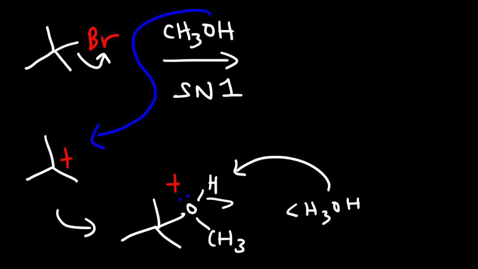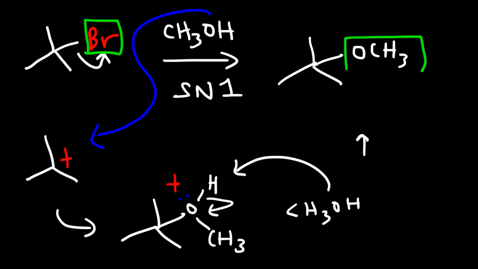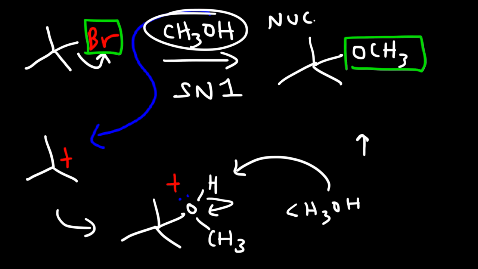And now we need to use another methanol molecule to take off that hydrogen. And so the end result is that we're going to get an ether. Notice that we replaced a bromine atom with an OCH3 group, so this is a substitution reaction. Methanol behaved as a nucleophile because it attacked an electrophilic carbon. Bases abstract protons; they go for the hydrogen atoms. But a nucleophile attacks an atom with a positive charge that is not a hydrogen atom. So this is called a nucleophilic substitution reaction because we're replacing the leaving group with a nucleophile.